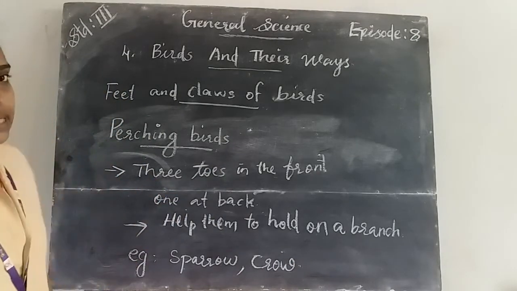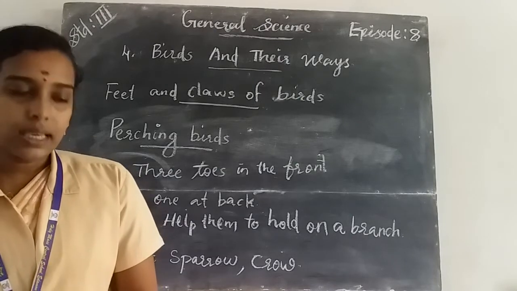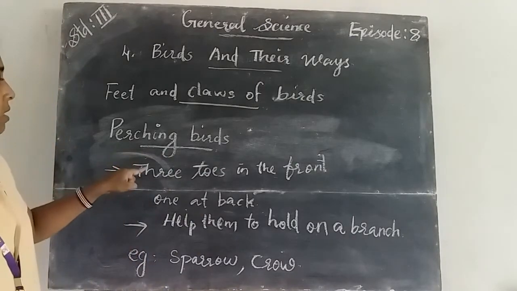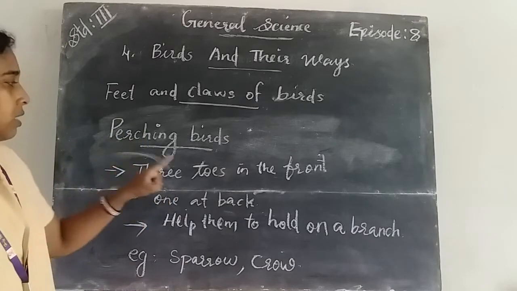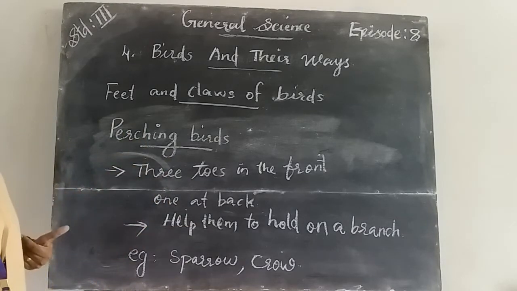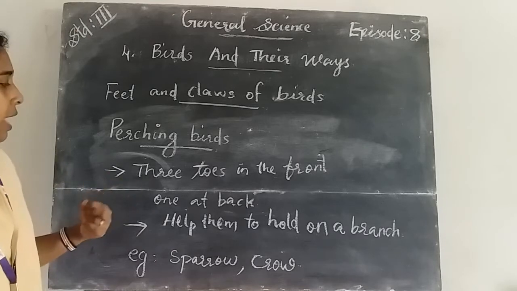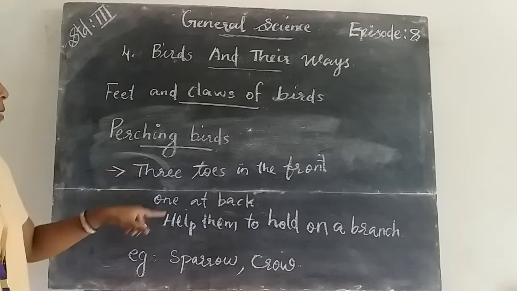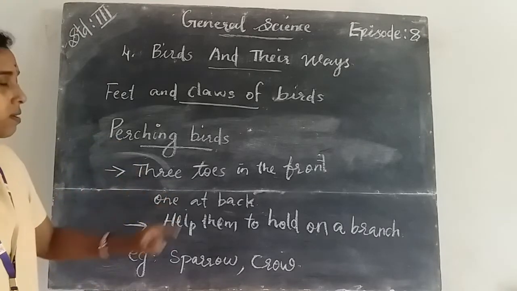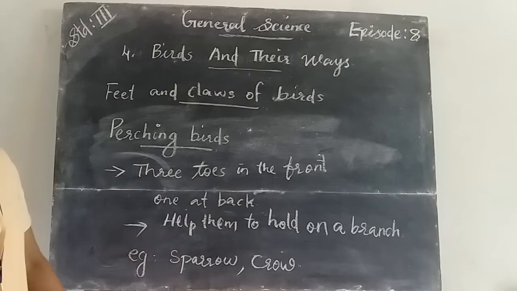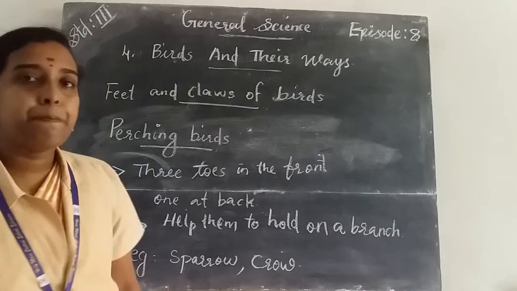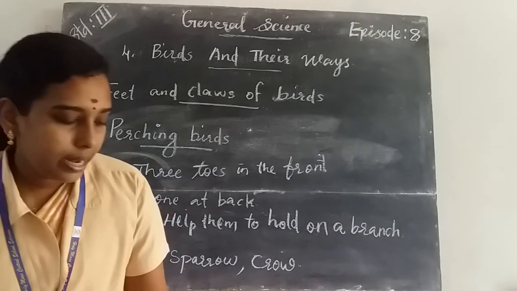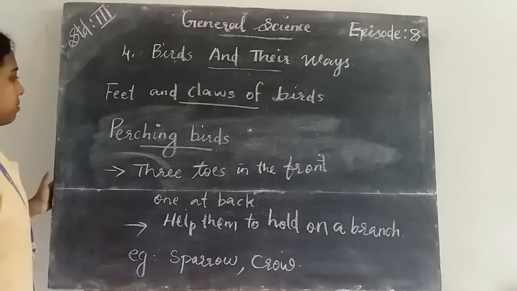Okay, and the next category is scratching birds. First one is perching birds. Perching birds have 4 toes on each foot, 3 toes in the front and 1 at the back, and the toes help them to hold on to a branch. This is called perching. Examples for perching birds are sparrow and crow. And the next one is scratching birds.